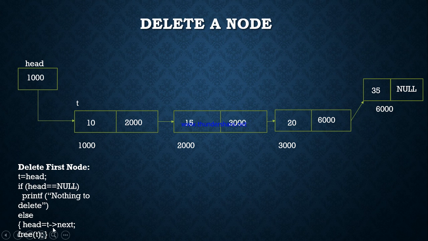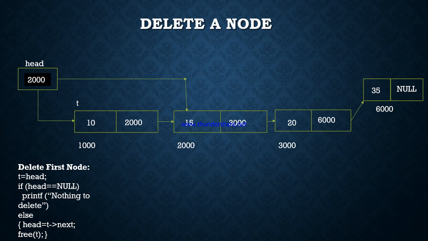Head equals T of next, because we want to delete the first node. So now head will point to the second node. What is the value of T of next? 2000. So 1000 will be replaced by 2000 and this node will be created.